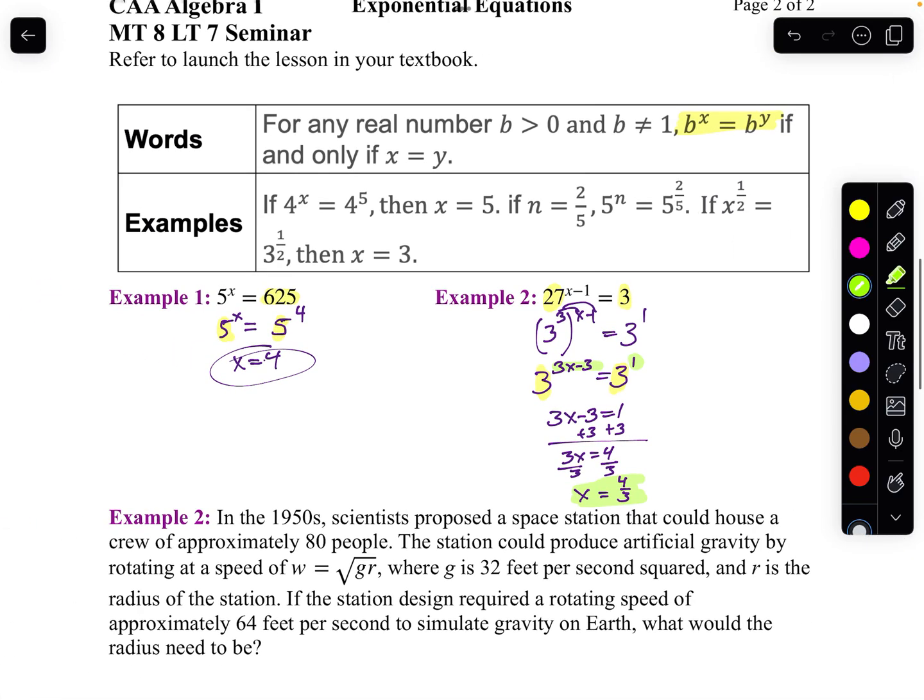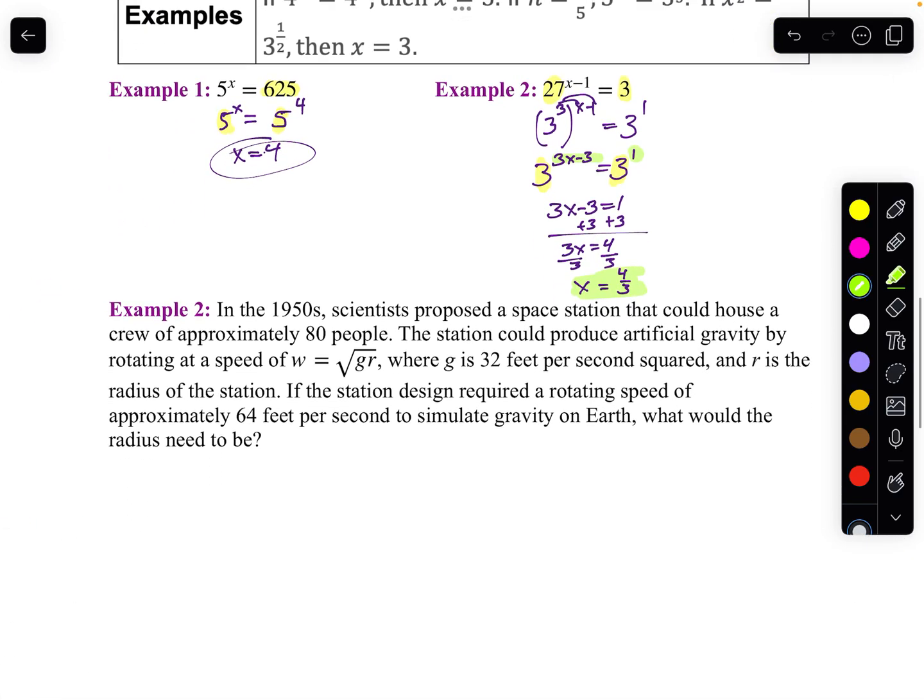Now let's take a look at example 2. It says in the 1950s, scientists proposed a space station that could house a crew of about 80 people. The station would produce artificial gravity by rotating the space station according to this formula. W equals GR. G is the gravity in feet per second. R is the radius of the space station. If the station required a rotating speed of about 64 feet per second.